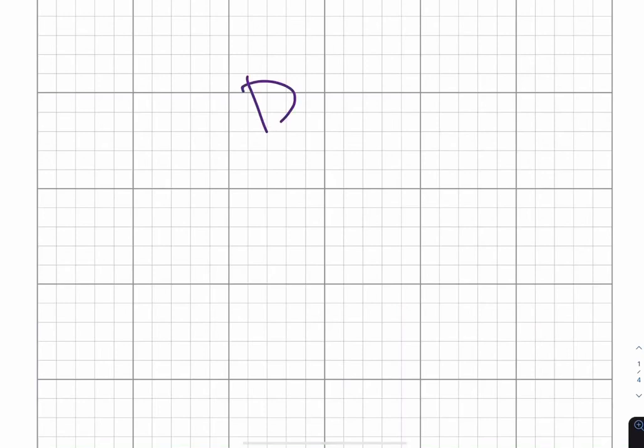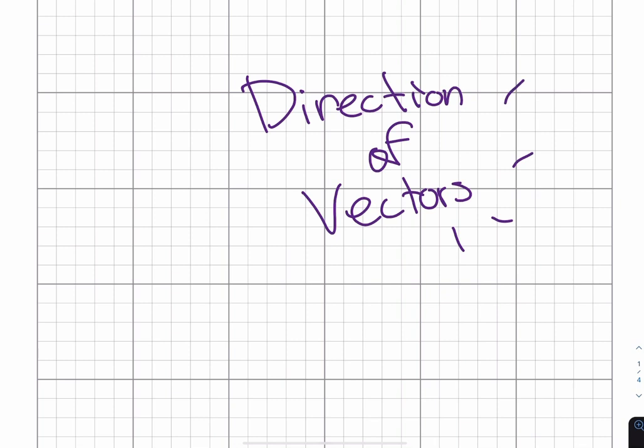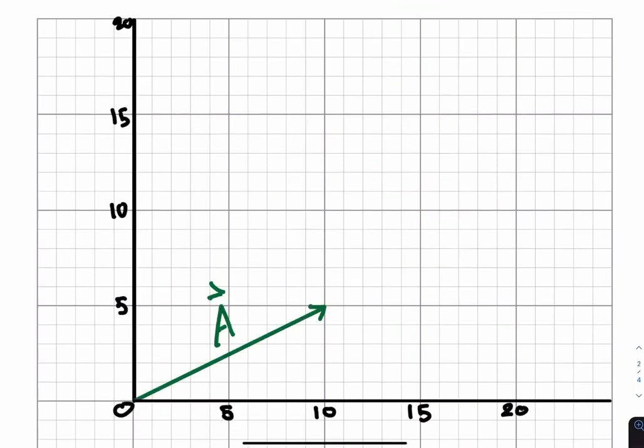Hello and welcome back. Today we'll be talking about the direction of vectors. The direction of a vector is defined by the angle it makes from the positive x-axis. We use the x and y component of each vector to find the angle.